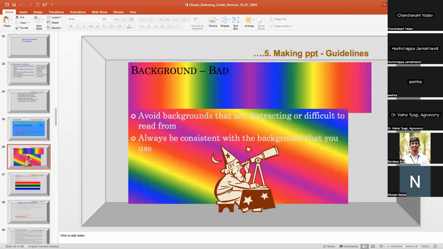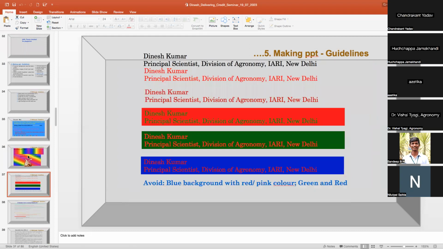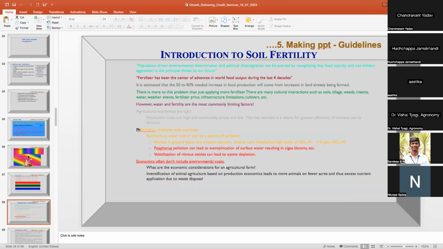Next one, more interesting. You can see this kind of background and colors. It is all funny, and we should not use it. I'm happy that students are not using those kinds of things now. Such fancy colors and combinations should be avoided. Red, green, green, red, blue, pink, they should be avoided. See this case, I copied it from some very reputed person.